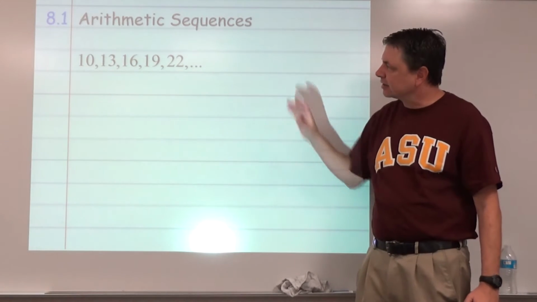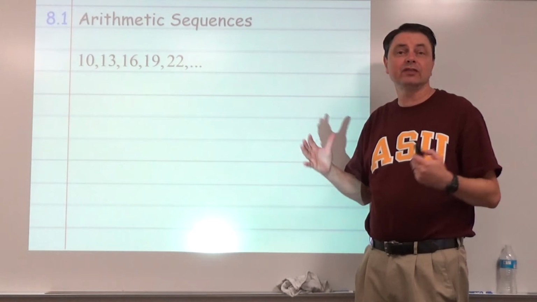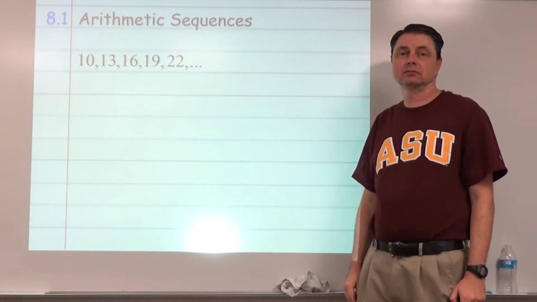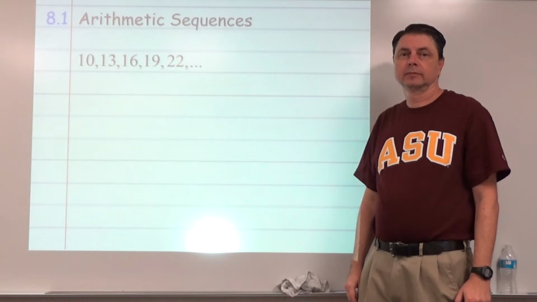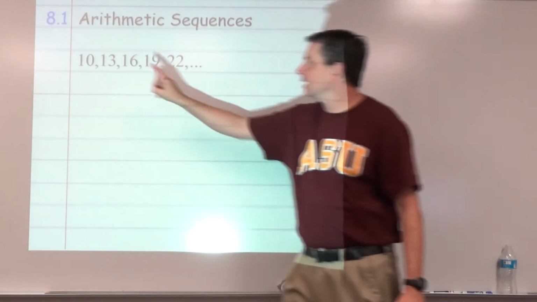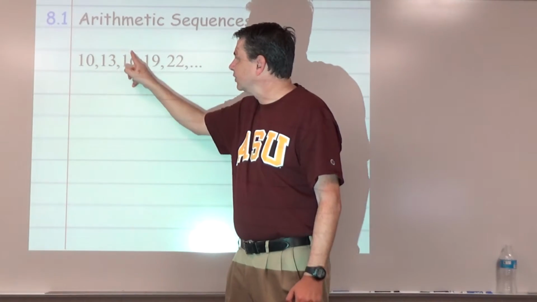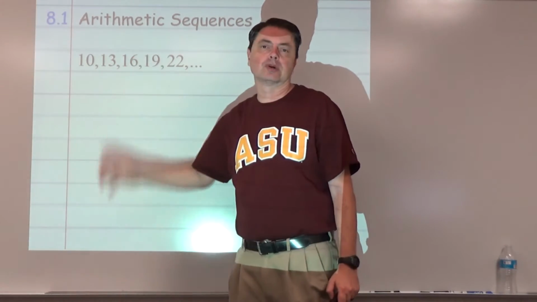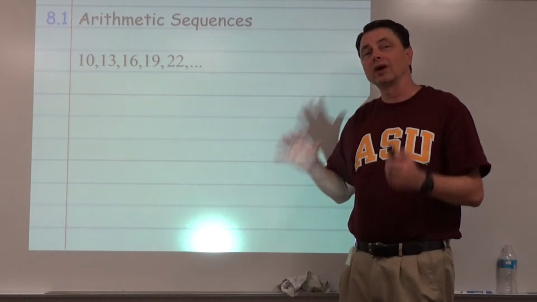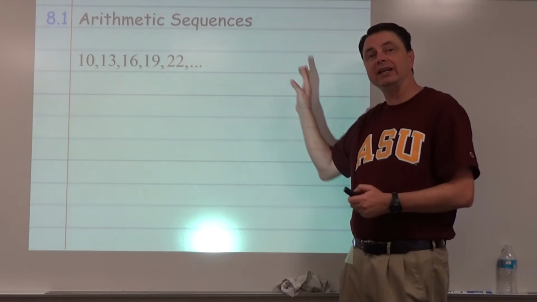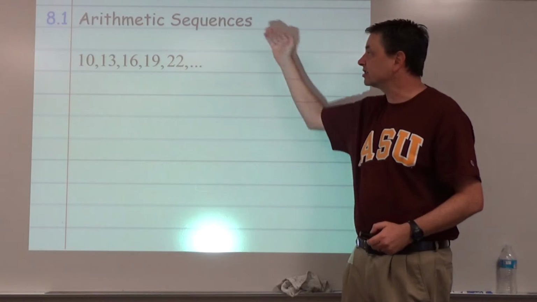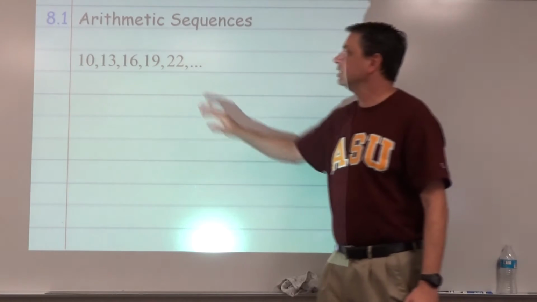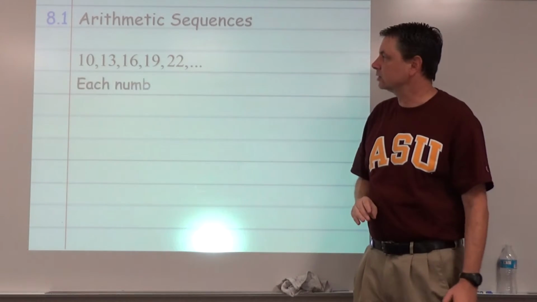So take a look at the sequence that we're looking at and see if you can figure out the pattern. So what we're looking at is add 3, add 3, add 3, add 3. So anytime we're adding the same number repeatedly to create our sequence, that's going to be described as an arithmetic sequence.